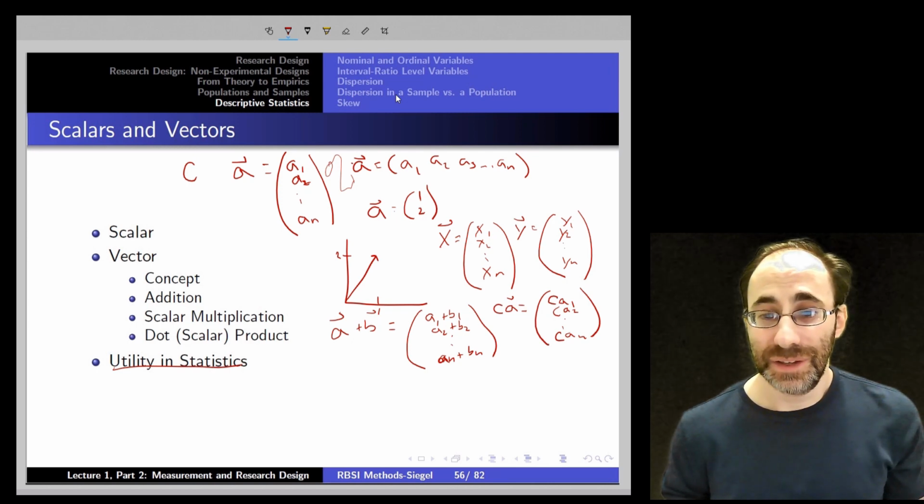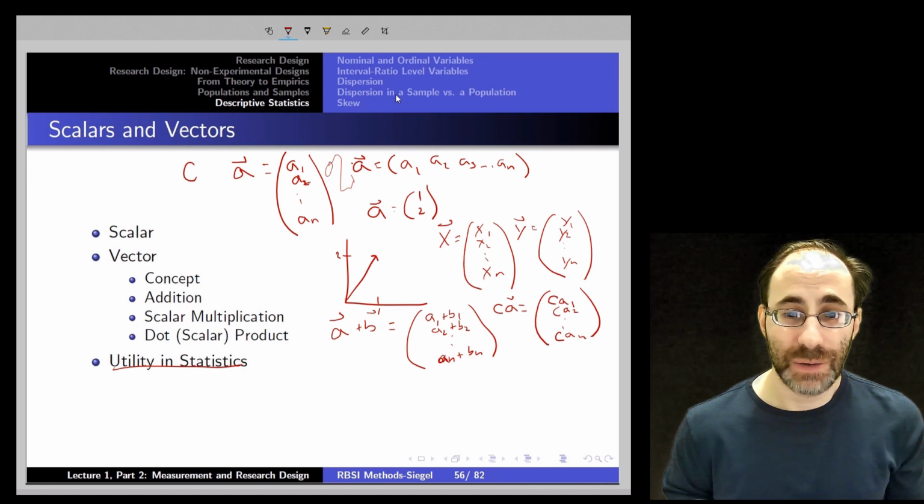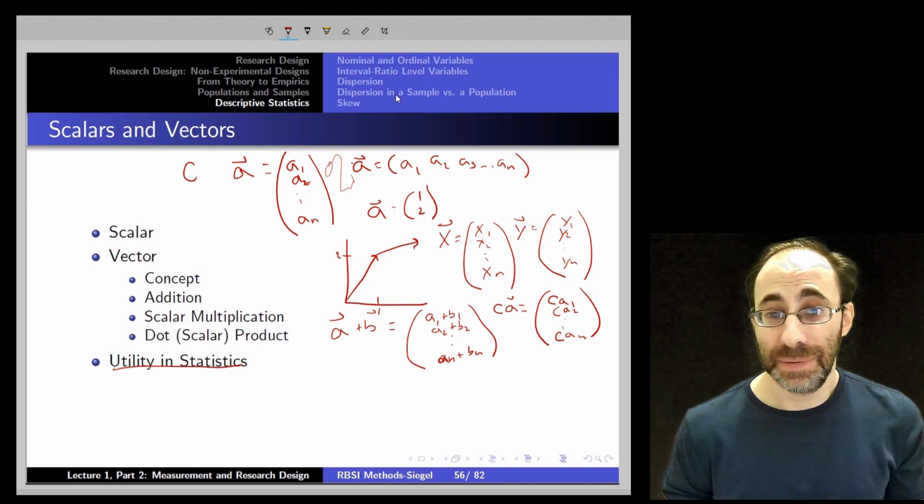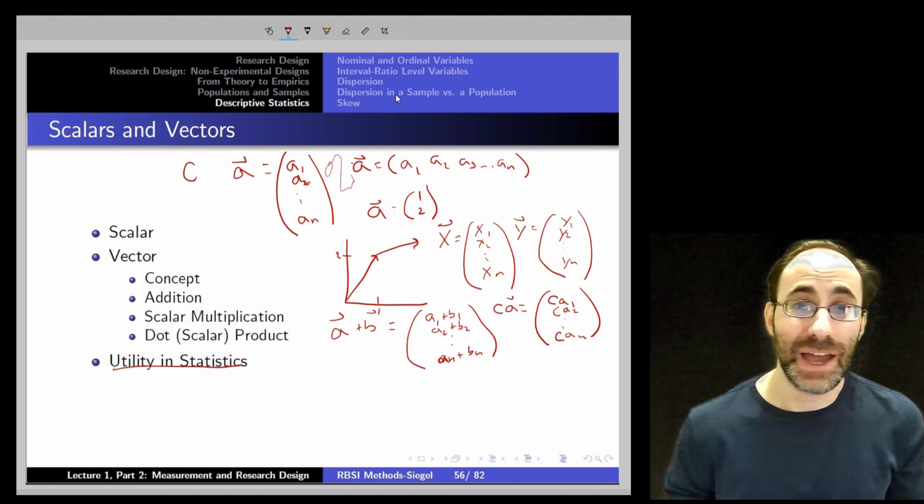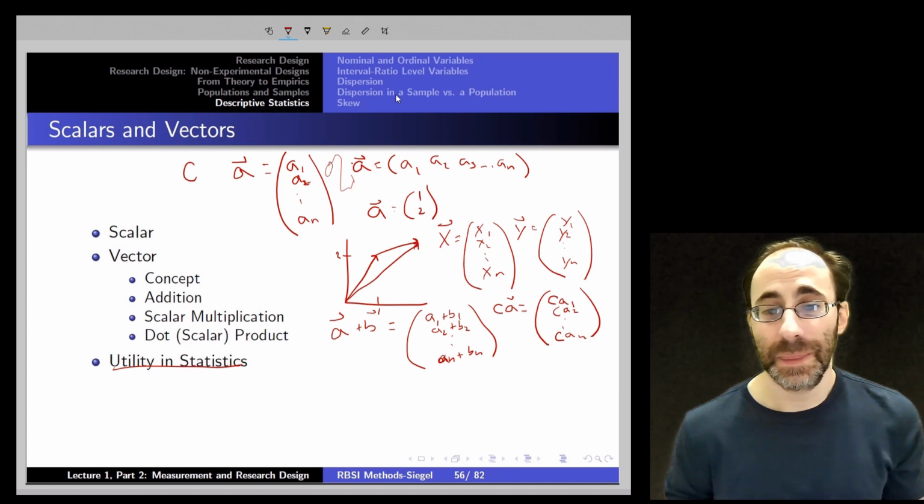You can also think about these things graphically. If I were to add a vector to this vector over here, I would take this like this, put the tail and the tip of the other vector together, and then draw a line from 0 to the tip of the other one, and that's the sum of those two vectors.